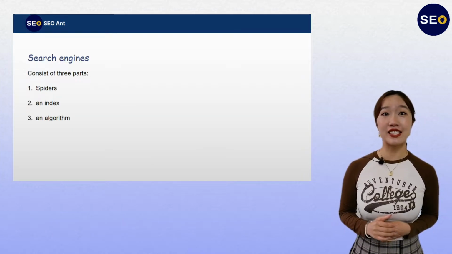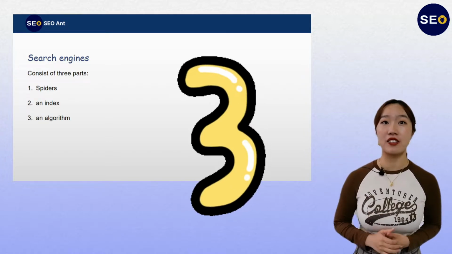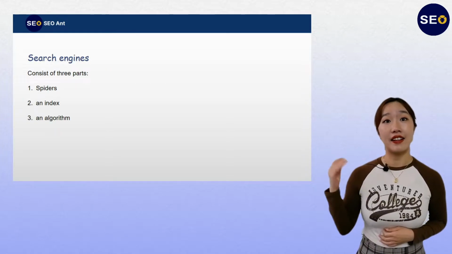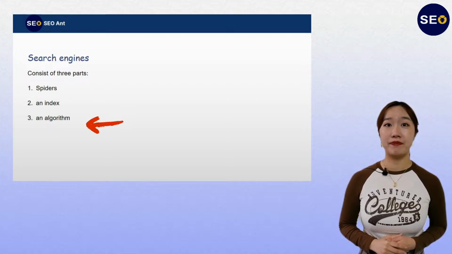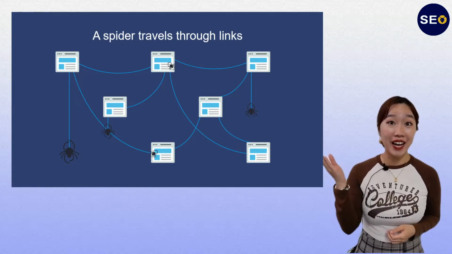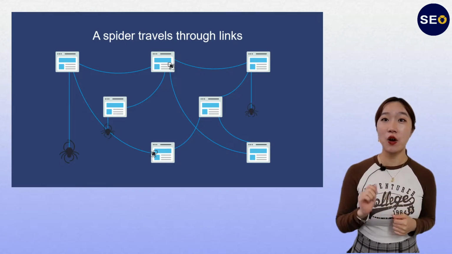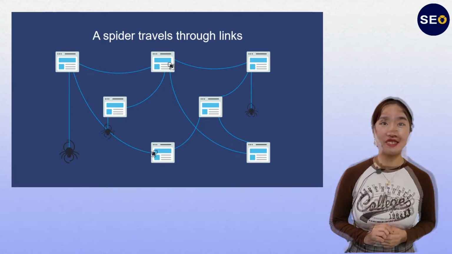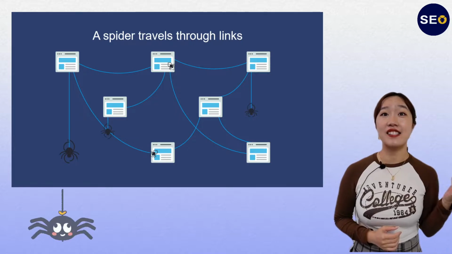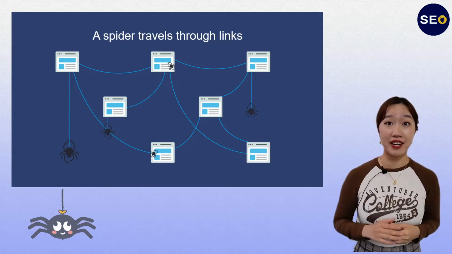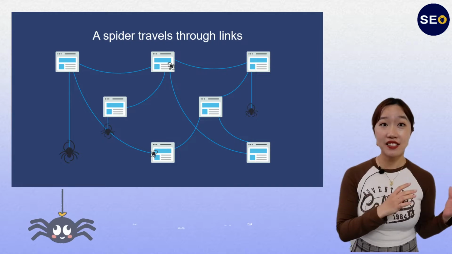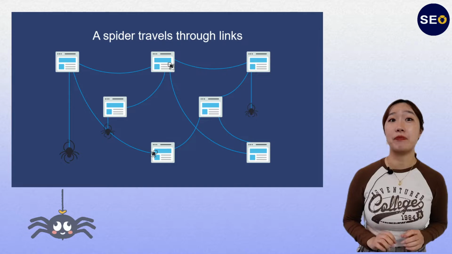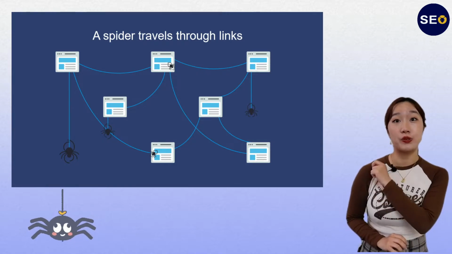Well, a search engine like Google consists of three parts: a spider, also called a bot or crawler, an index, and the algorithm. The process begins with the spider. A spider follows the links on the web. It goes around the internet 24/7. You can think of a spider as a little curious explorer. It collects content such as text, images, video, and everything that may be interesting for the search engine to show.